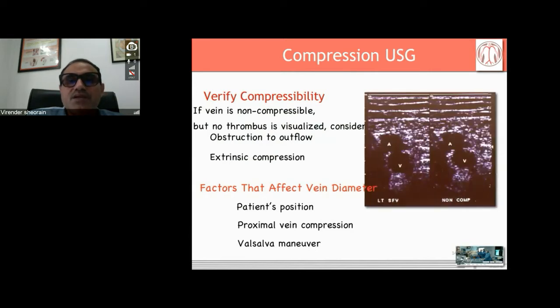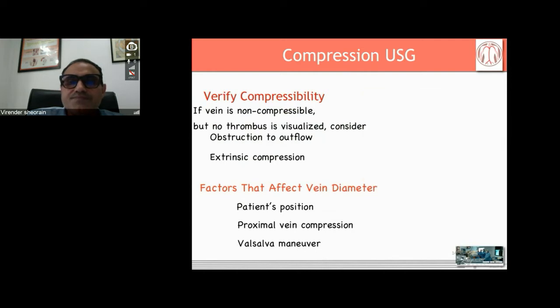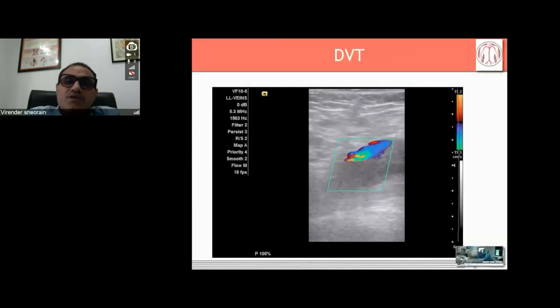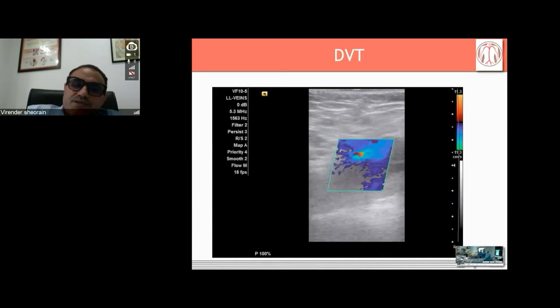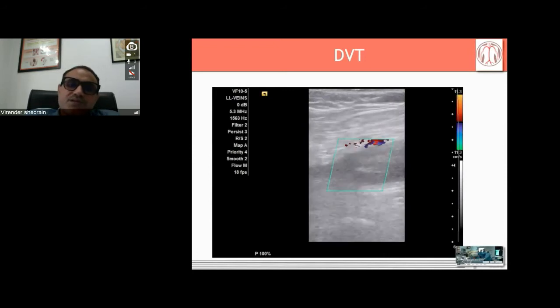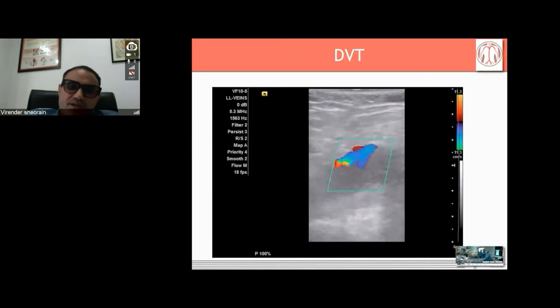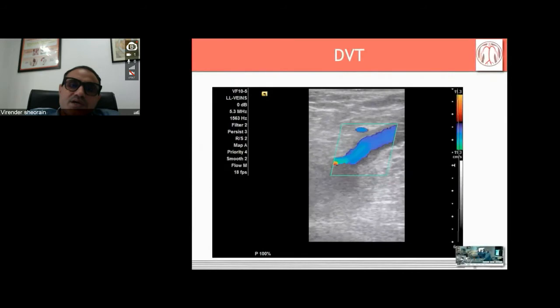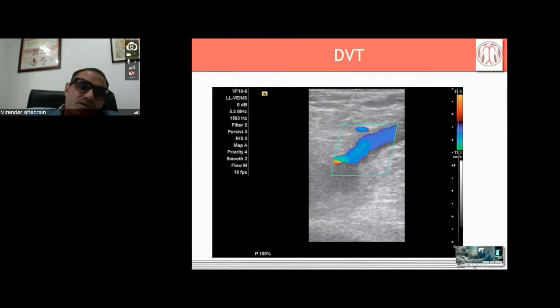Here you can see left SFV, and this is non-compressible. So look for a scan. What are we looking at here? When we are screening towards the vein, you can see there is a distended vein. It's a longitudinal scan, you can see, and there is flow in the superficial vein, but not in the, let me do it again. Okay, let's do it.